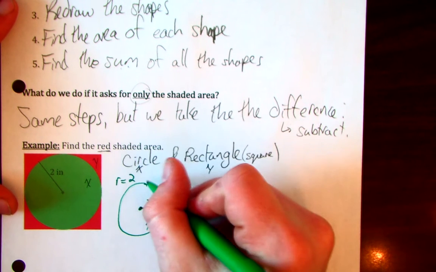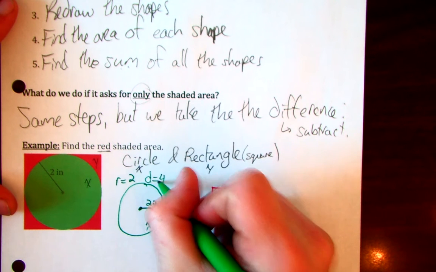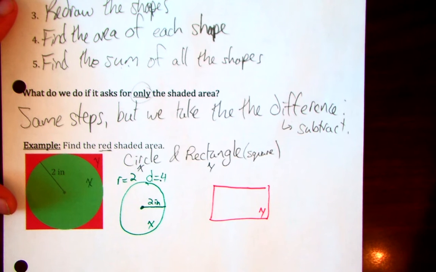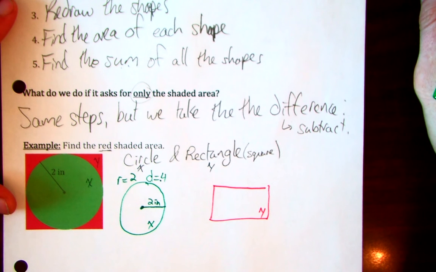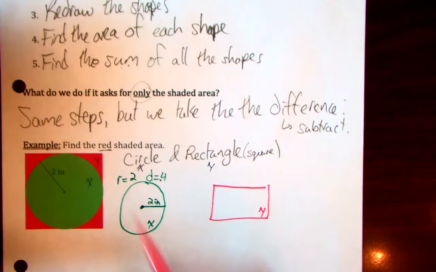That also means that the diameter is going to be 4, because the diameter is just the radius times 2, and so 2 times 2 is 4. So now what does that help us with on this rectangle? Well, maybe if I drew it a little bit better, it really does look like it has the same side lengths. But we can double check for ourselves as well.